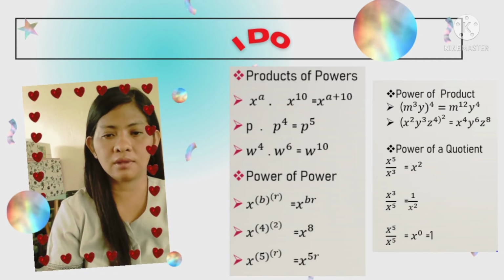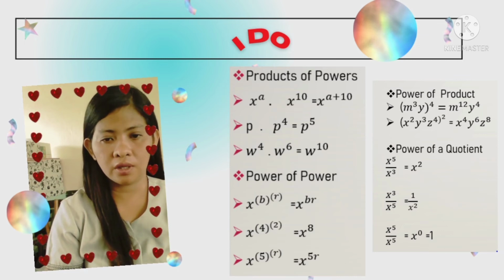Okay, next. p multiplied by p raised to the 4th power is equal to p raised to the 5th power. Why is it that your answer is p raised to the 5th power? Because, class, as I said earlier, the exponent of p is an invisible 1. You don't need to write the exponent 1 if the exponent is 1. It is understood that the exponent is 1.